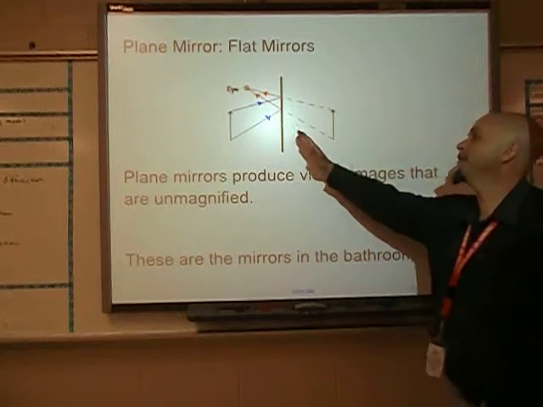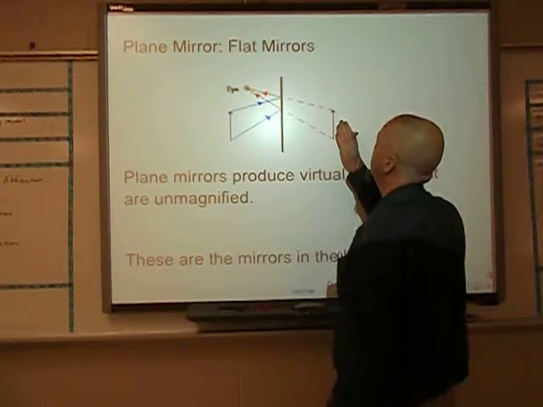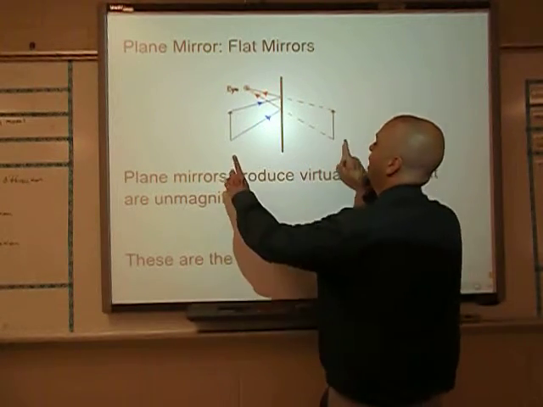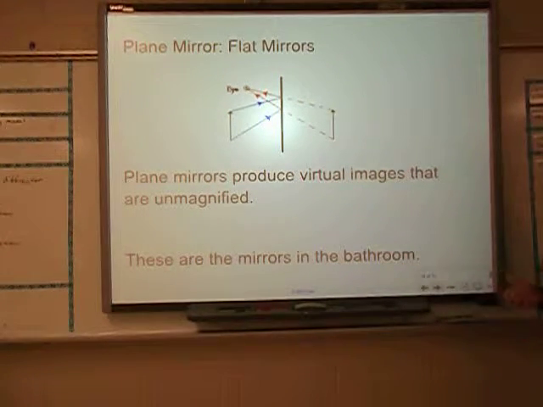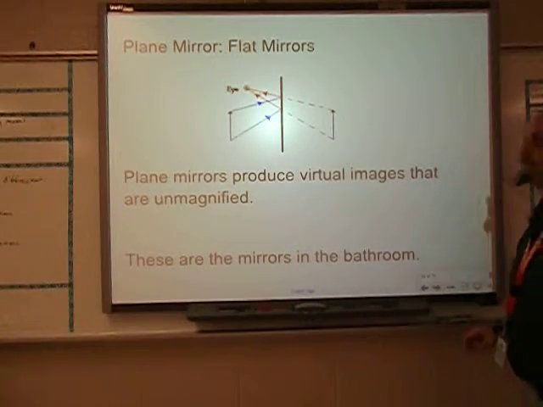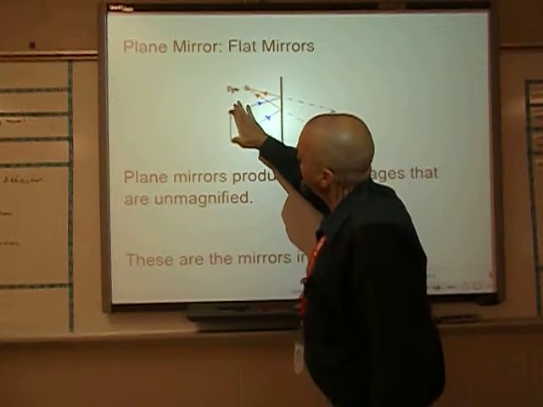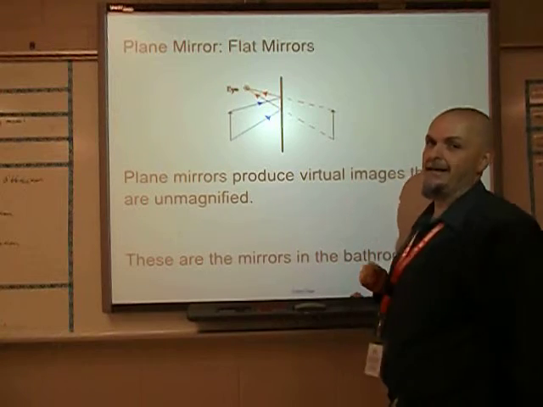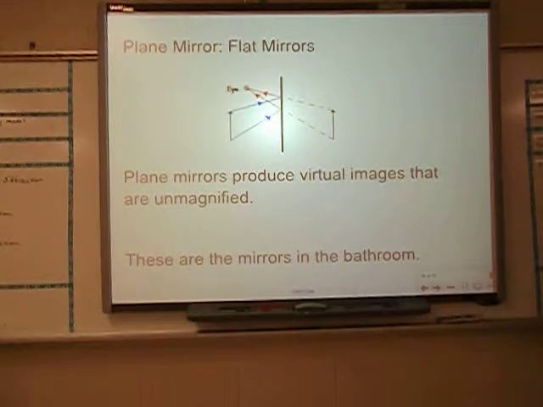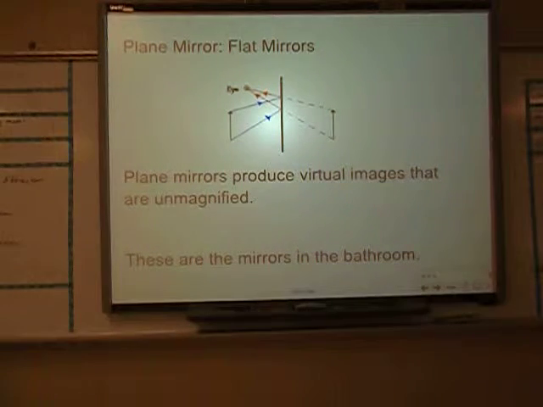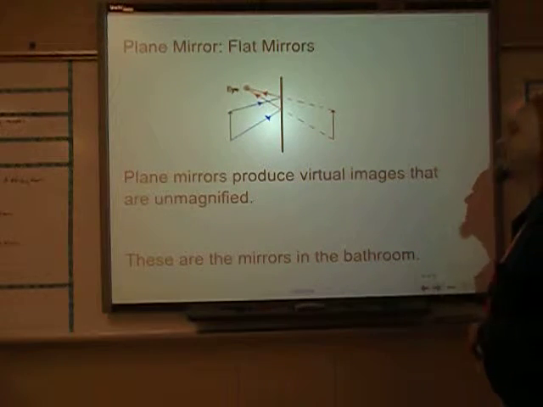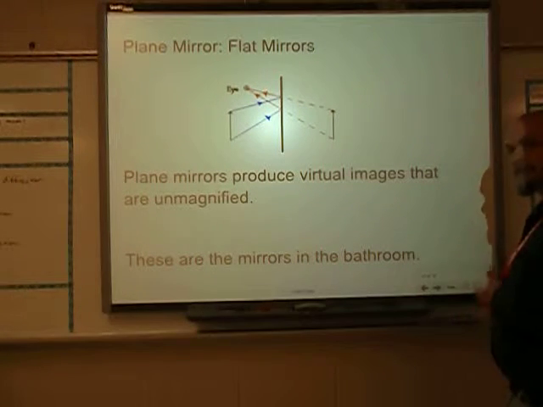So it's behind the mirror. Object's here, image is here. It's behind the mirror. It's in the same orientation as the original object, so it's upright. And it's unmagnified. So the size is the same for both the real object and the image. And again, these are like bathroom mirrors. So again, plane mirrors produce a virtual image. Virtual means behind the mirror, upright, and reversed left to right, those 3 things. And unmagnified just means it's the same size.